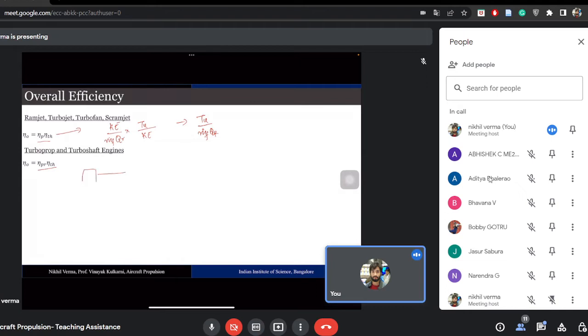you have the combustion chamber that feeds the energy to the turbine. Then the turbine generates the shaft power. The shaft power is used by the propeller. And so yeah, in case of the propulsion efficiency, you have the propeller efficiency in this case. So okay.